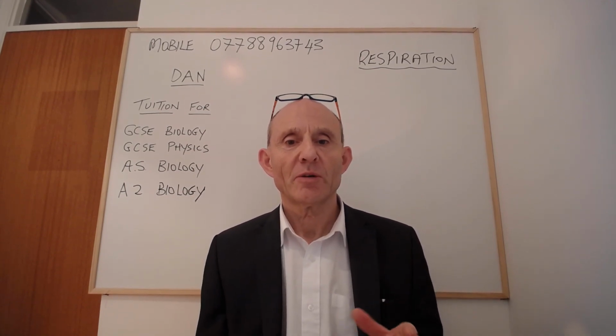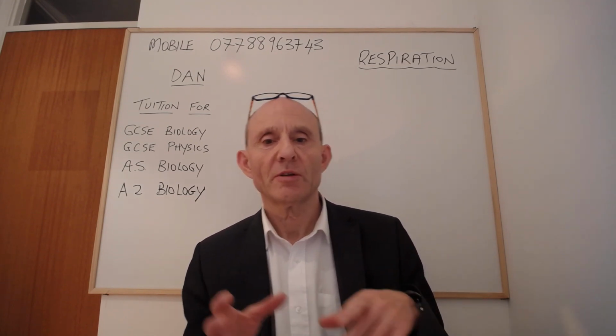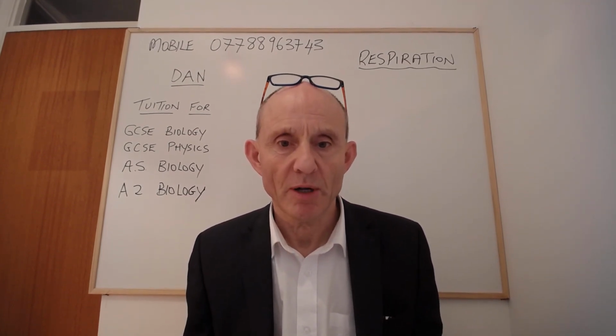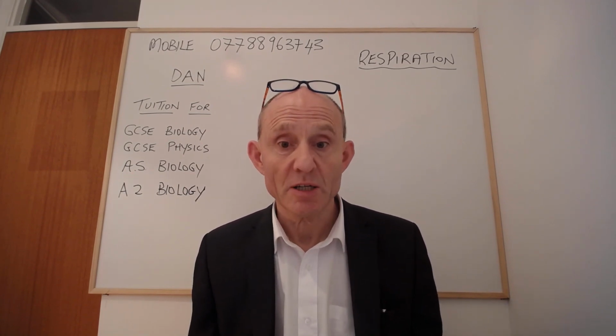So if you think of it that way, a bit like an exchange rate, all the energy in the glucose molecule is transferred to ATP molecules. And if you can transfer all the energy from the glucose molecule, you get 38 ATPs.